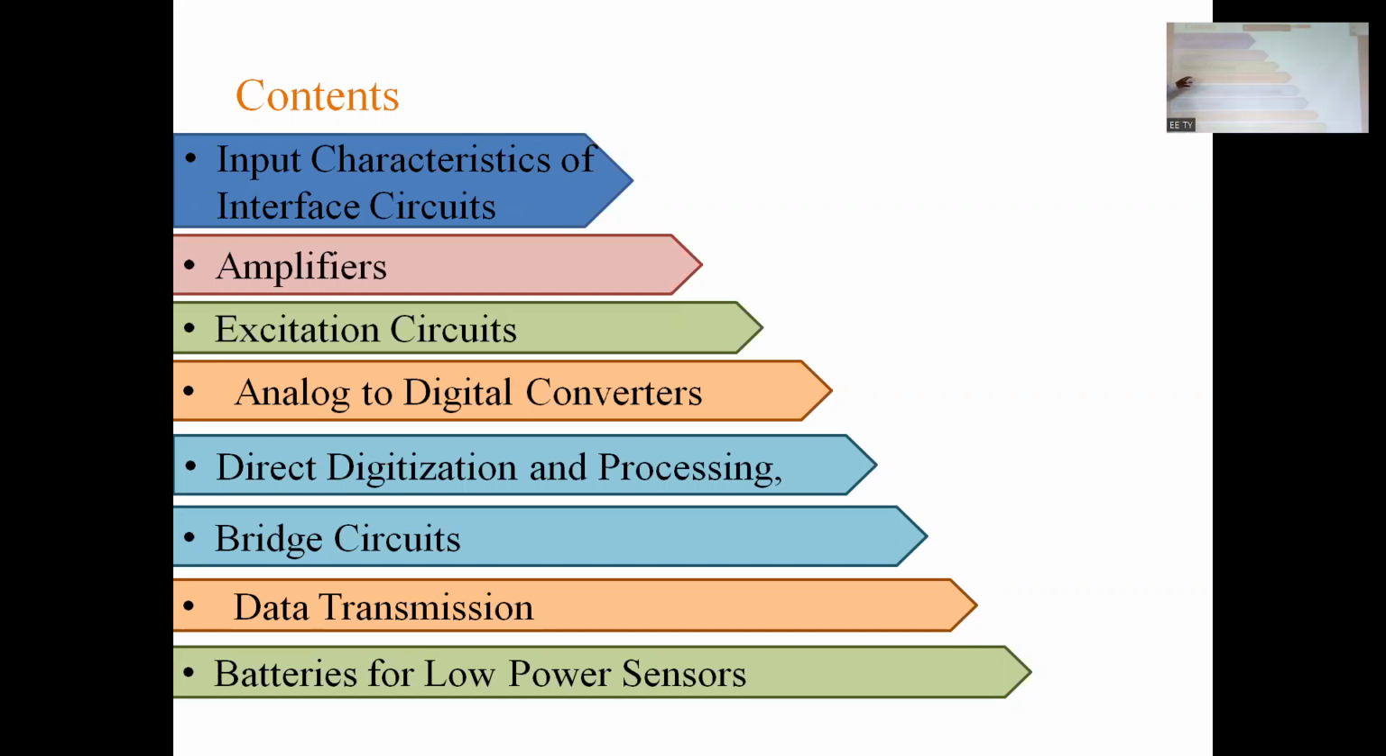See, the analog to digital converter, that is the A to D converter. To convert the signal obtained from the sensor into computer readable data, we require an analog to digital converter. Then direct digitization and processing. So how can digitization be done?